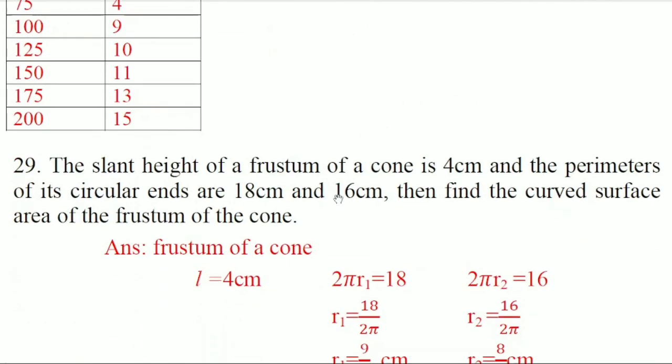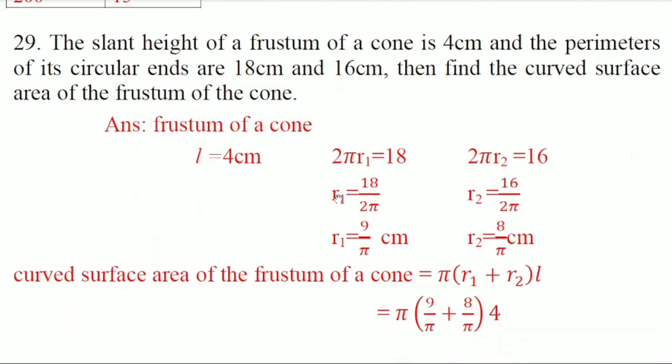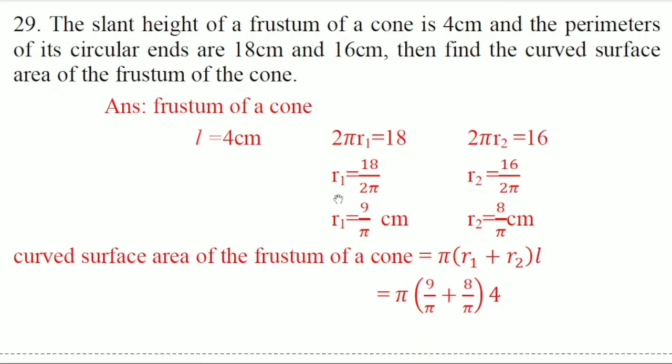29th question. The slant height of a frustum of a cone is 4 cm and the perimeter of its circular ends are 18 cm and 16 cm. Then find the curved surface area of the frustum of the cone. So here read the questions properly and you understand.